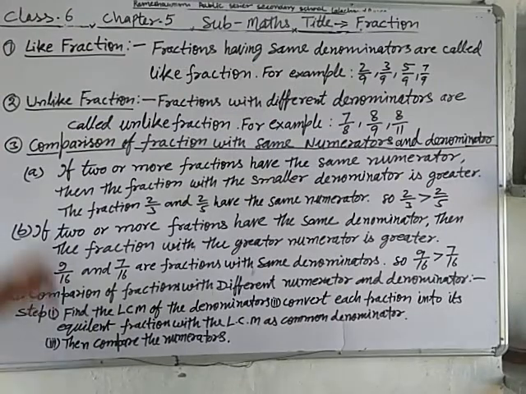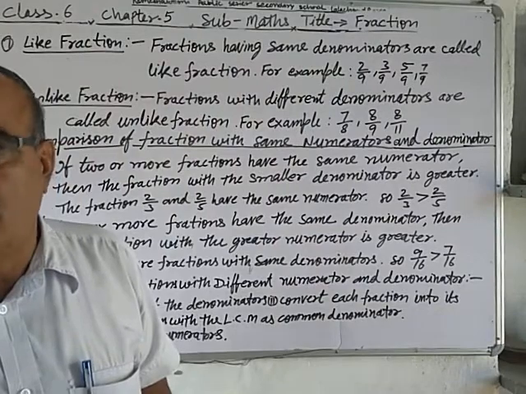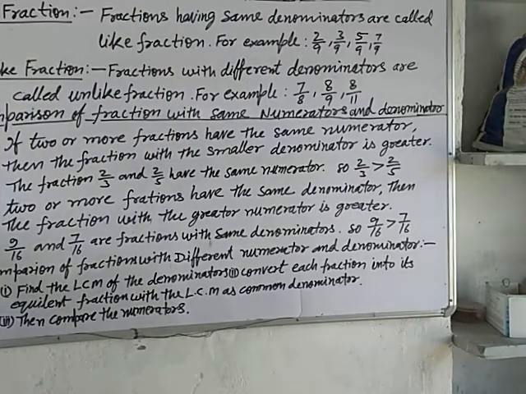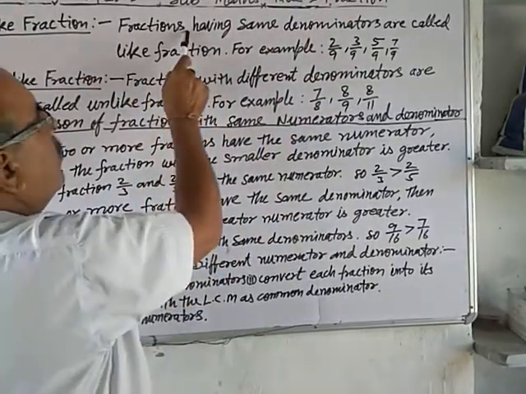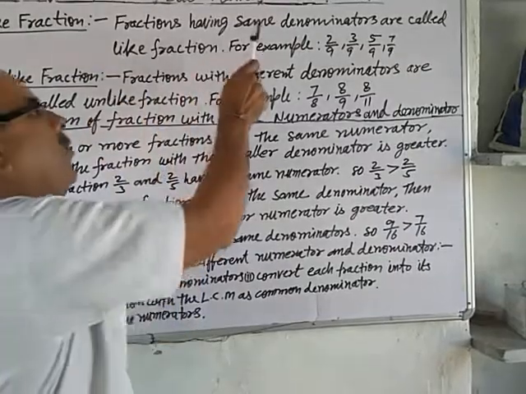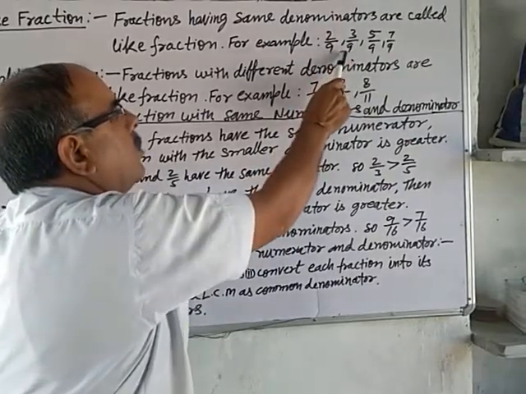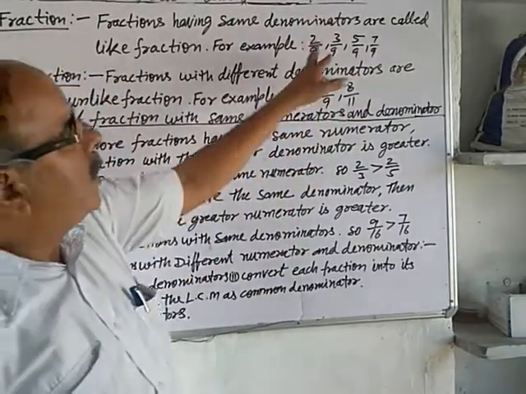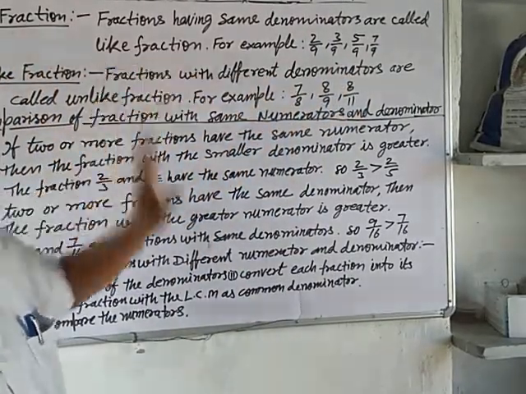First, the like fractions. The fractions having the same denominator. Fractions having same denominators are called like fractions. This is the definition of like fractions. Fractions having same denominators, like 2 upon 9, 3 upon 9, 5 upon 9, 7 upon 9. The numerators are different, but the denominator is the same, so they are called like fractions.